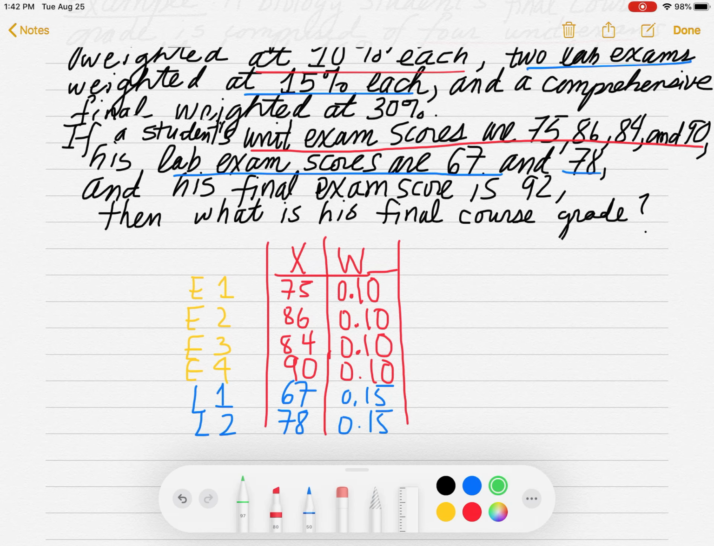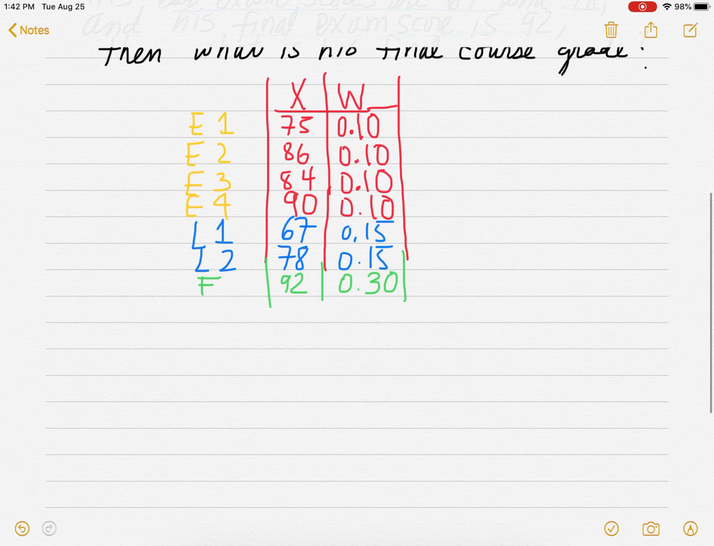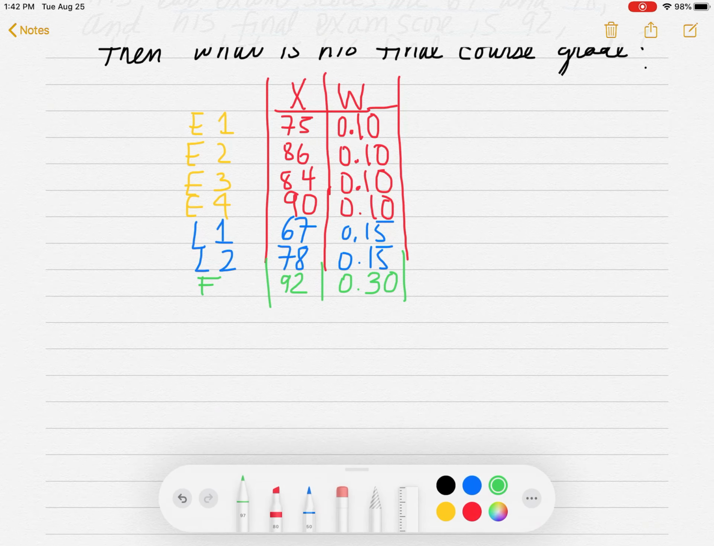What else? We've got a comprehensive final, right? I'll put a big F for final. Not the F grade, but F for final. You get a 92 on it. The student gets a 92 on his final. Pretty good, huh? And the final is weighted at 30%. That's 0.30. So now we've got to get to the formula. What does the formula say for the weighted mean? The weighted mean is the final course grade.